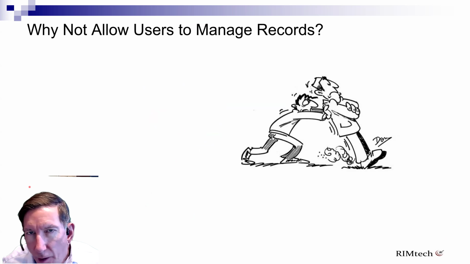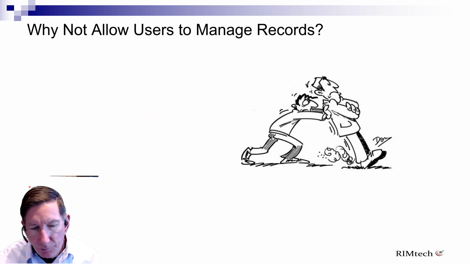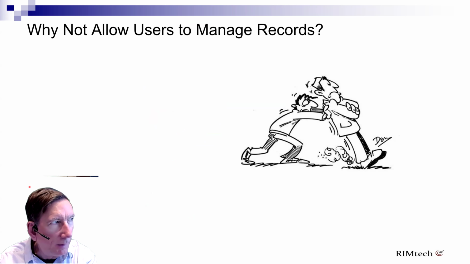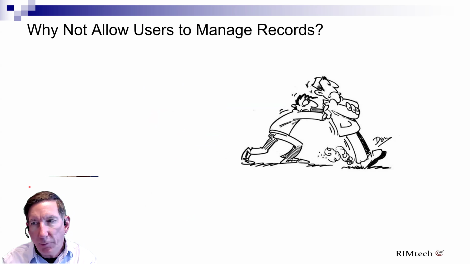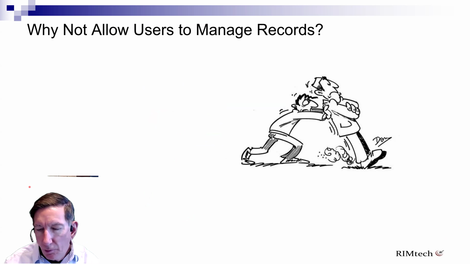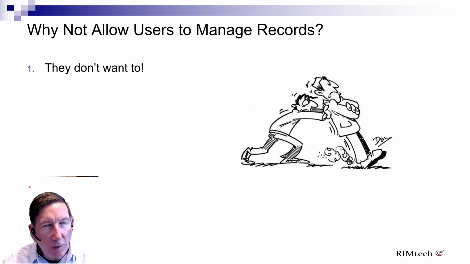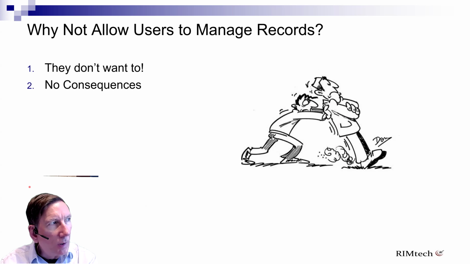So let's get right to the heart of it. Why don't we just let users decide what retention rules they would like to apply to documents? After all, they're responsible, right? So here are my reasons why we mustn't do that. Number one is they don't want to. So right off the bat, we're making them do something that they are reluctant to do. Number two is there are no consequences, at least none that I have seen around the industry. If I don't manage my records properly, I'm highly unlikely that I'm going to have any negative repercussions from that. I certainly won't lose my job over it.